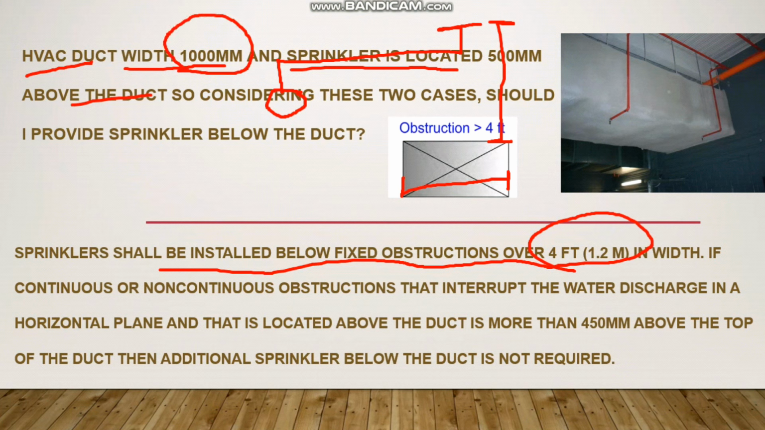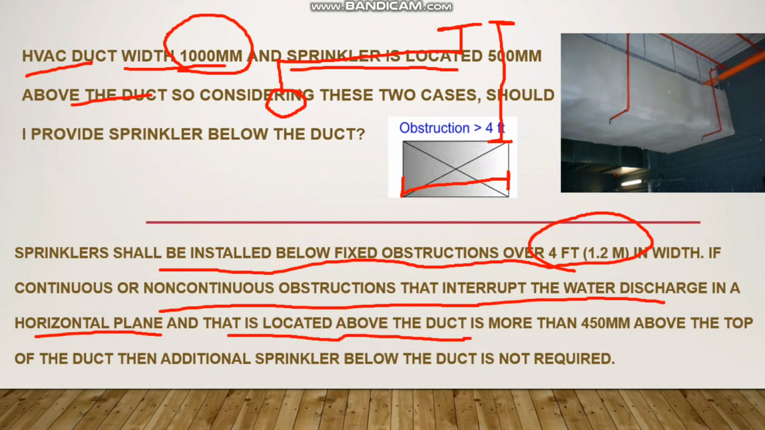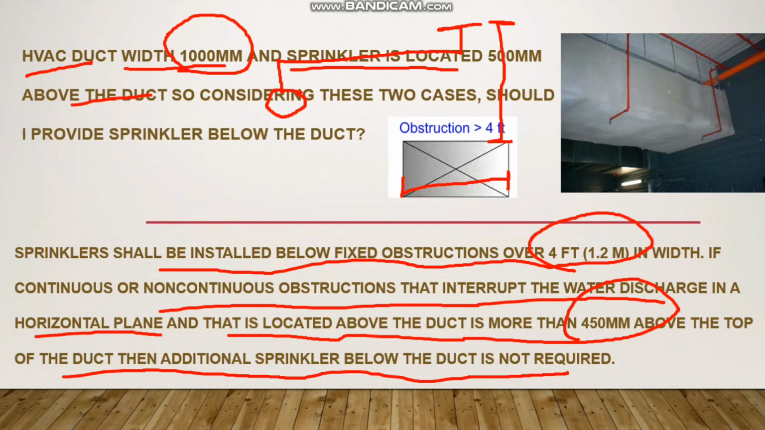If a continuous or non-continuous obstruction that interrupts the water discharge in a horizontal plane is located more than 450 mm above the top of the duct, then an additional sprinkler below the duct is not required. In our case, as I told you, it is 500 mm from the obstruction to the sprinkler, so it is more than 450 mm. So again I don't need the sprinkler because I am exceeding this limit. Suppose this distance between these two is less than 300 mm, then I have to provide the sprinkler below the duct.